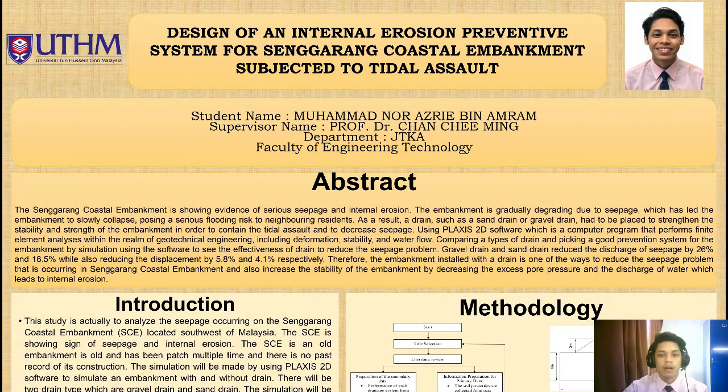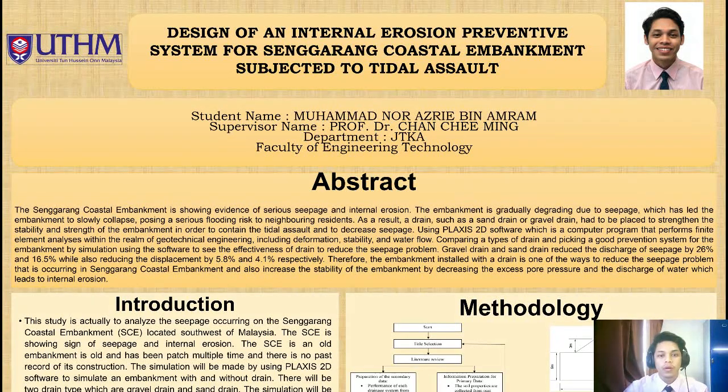Embankment can be described as a structure built as water retaining storage or to stop water from flooding using soil and stone as the material. Due to the constant exposure to water, high tide and low tide, there are failures that can happen to the embankment such as seepage, which lead to internal erosion, instability of the embankment and the piping.